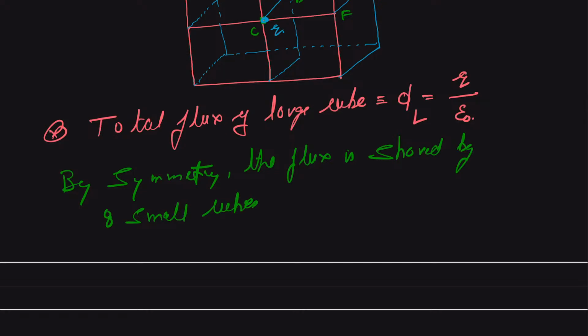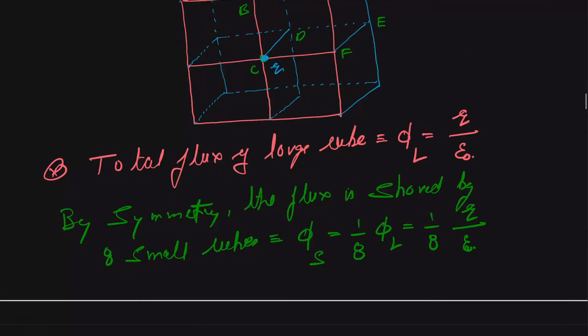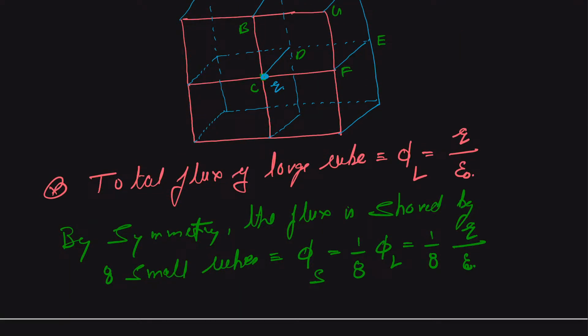Therefore, you can say that the flux through a small cube will be equal to 1/8 of the flux from the large cube. That comes as 1 by 8 of q upon epsilon naught. So we are able to find the flux associated with one small cube. But we have to remember that for one small cube, the charge is at one of the corners, a vertex.